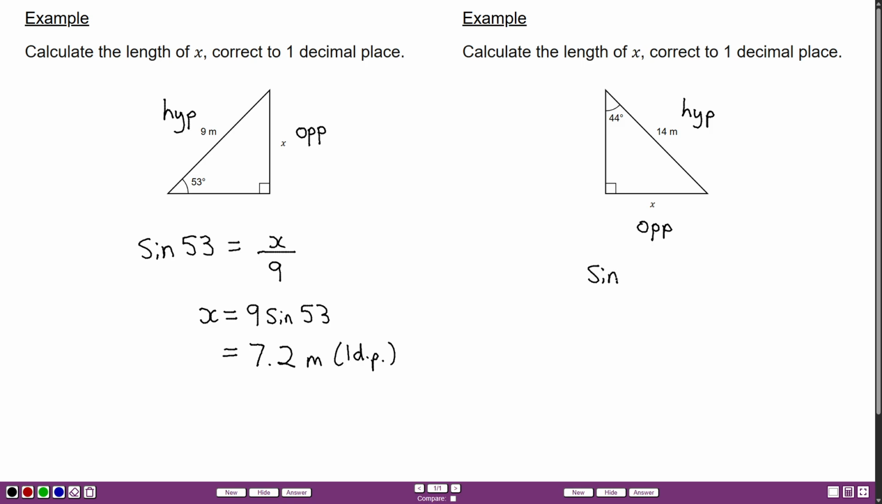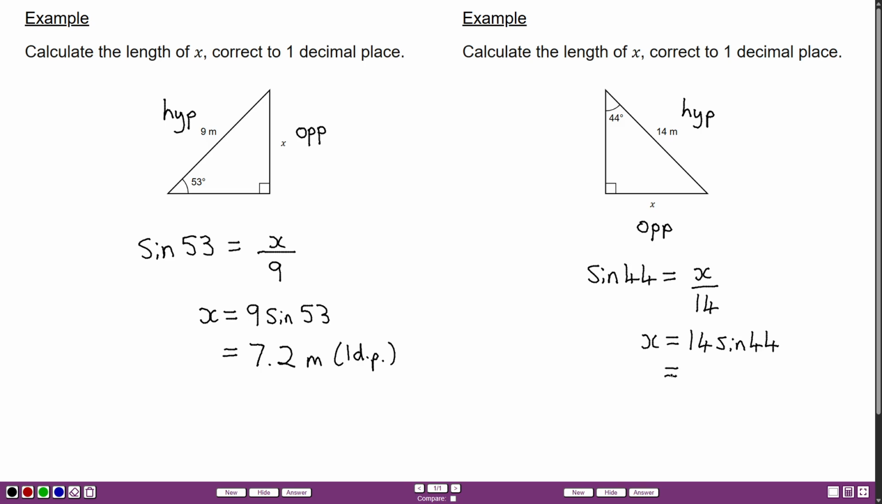So the sine of the angle, which in this case is 44 degrees, is equal to the opposite over the hypotenuse. So that's going to be x over 14. Now let's rearrange that by bringing the 14 up, multiplying both sides by 14, tells us x will equal 14 times by the sine of 44.